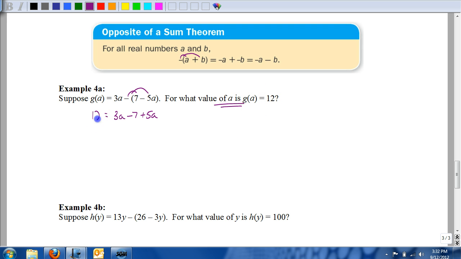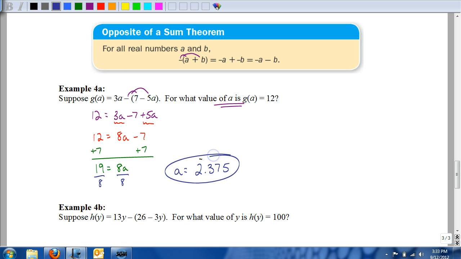So I'm going to replace this g of a with 12, and now we have an equation that I can use to solve for a. To do that, I would start by combining like terms, so the 3a and the 5a. So I have 12 equals 8a minus 7. Now I want to get the a by itself, so I would add 7 to both sides, giving me 19 equals 8a. Now obviously when I divide both sides by 8, for this problem I'm going to end up with a decimal. When I do that, I get a equals 2.375. And there's my answer.